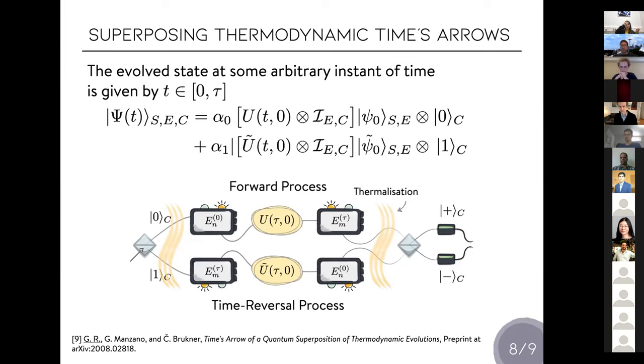Your unitary brings your state from equilibrium to out of equilibrium. Up until here, everything would be perfectly reversible. Then you let the system thermalize. And the fact that the system thermalizes creates a time asymmetry. Because of this, you cannot simply go back, because there was this final thermalization that gives rise to a time asymmetry.